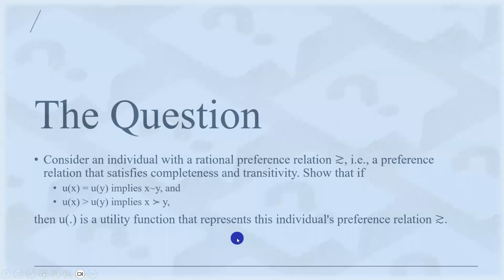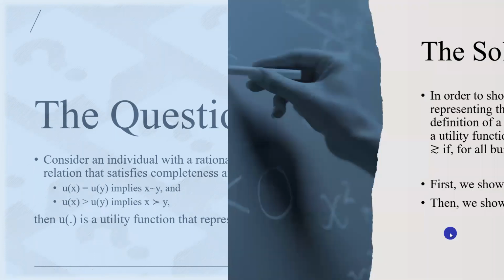Now, the question. Consider an individual with a rational preference relation, that is, a preference relation that satisfies completeness and transitivity. Show that if utility of x equals utility of y implies x is indifferent to y, and utility of x greater than utility of y implies x is strictly preferred to y, then u is a utility function that represents this individual's preference relation.